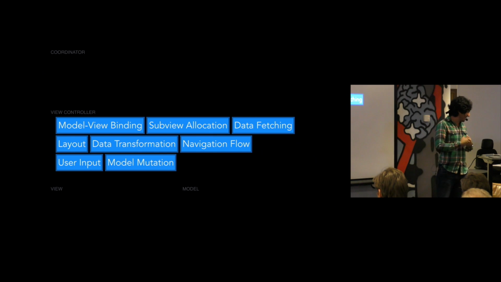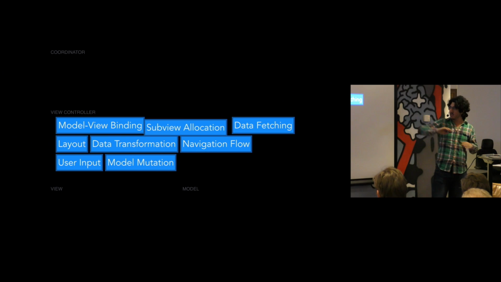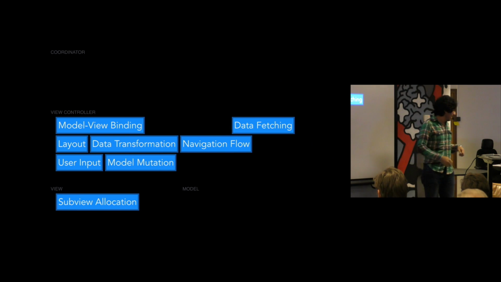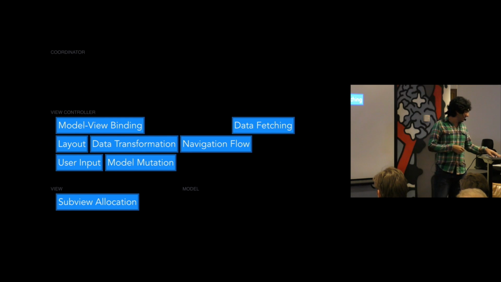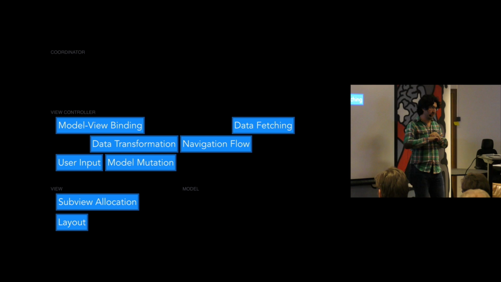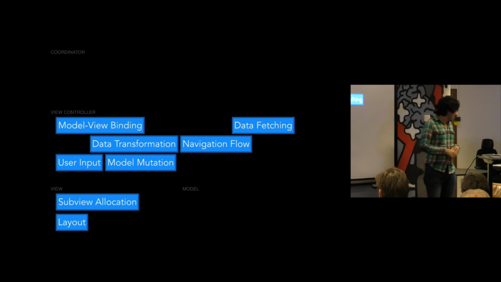So model view binding, that's classically the job of the view controller. It mediates the interaction between the model and the view, so that's fine. Subview allocation is just views. Our controller shouldn't worry about that, so let's put that in the view section. Fetching data, I actually think is fine to leave here. There's an argument to be made to push it down to the model, depending on how you want to run things. Layout is definitely a view concern. The view controller should have no idea what layout is being used, so that one definitely goes down.